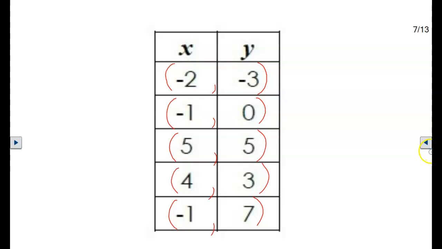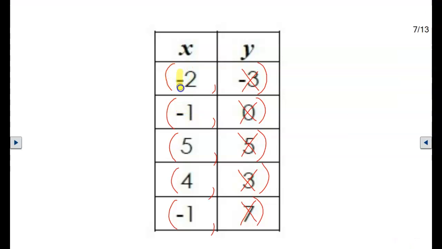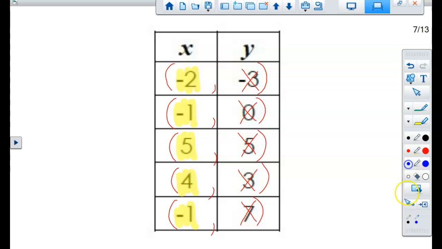Now again here, if I want to know if this set of ordered pairs is a function, I would ignore all of these y values over here. They don't matter to me. What matters is what's going on with the x's. I have negative 2. I have negative 1. I have 5. I have 4. And I have negative 1. Are any of those the same? Are any of those repeated?